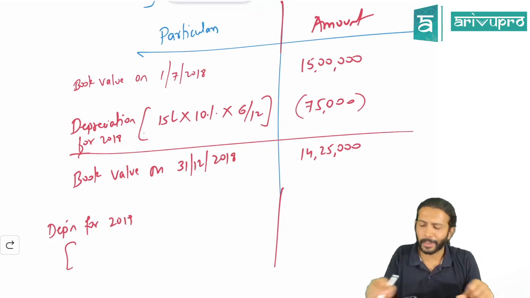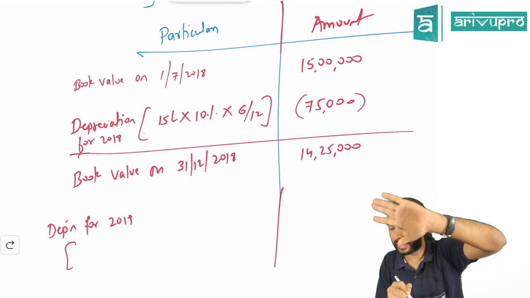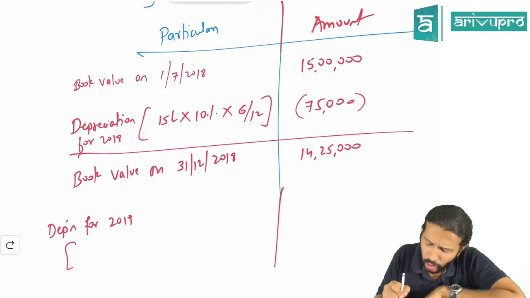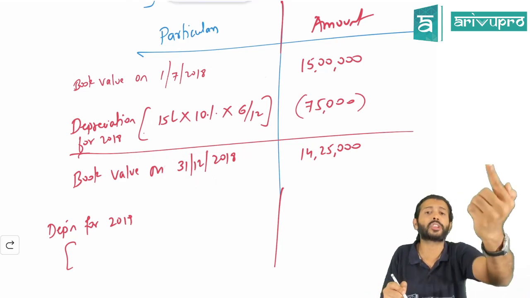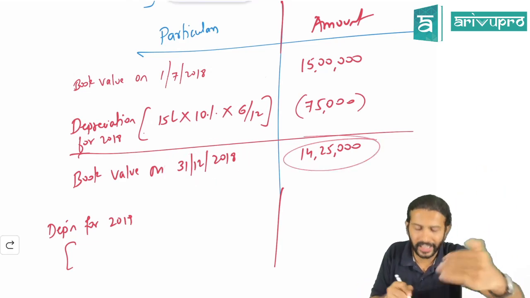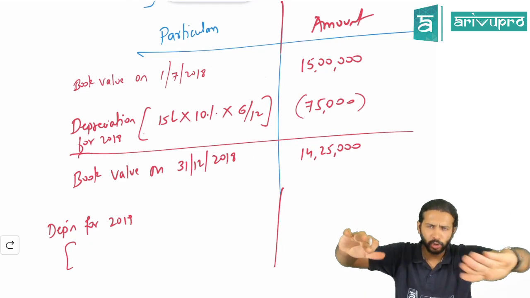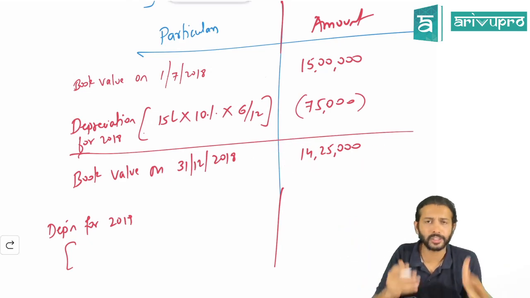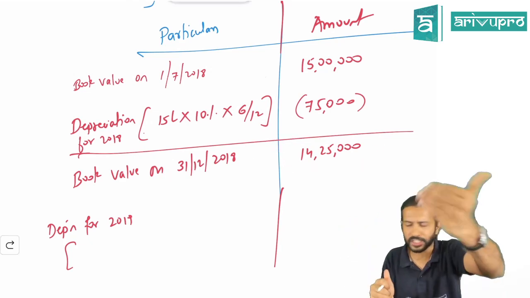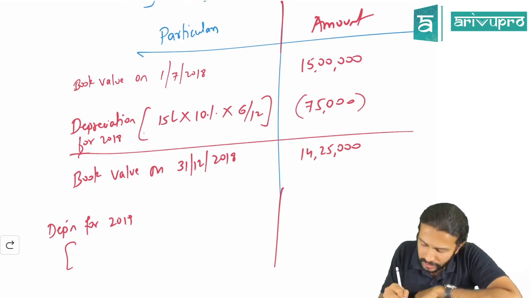First year's closing balance will become second year's opening balance. So what is the value of the asset on 1st January 2019? This only you will carry to the next year. 2018 you will close the balance, so this will be the closing balance. You will carry forward this to the next year. So what is the value of the asset now?